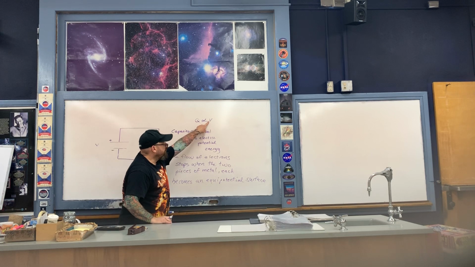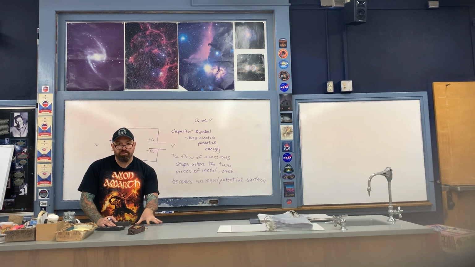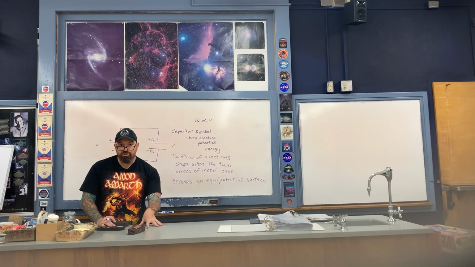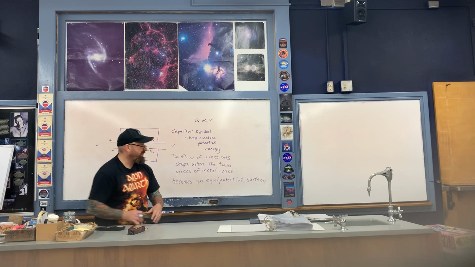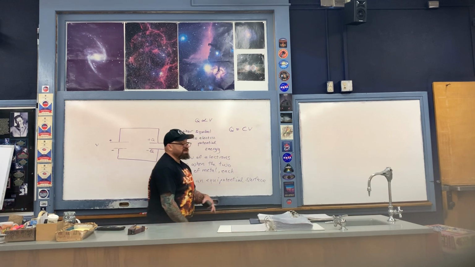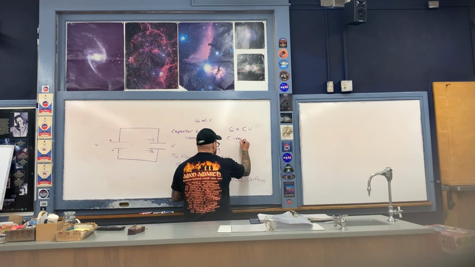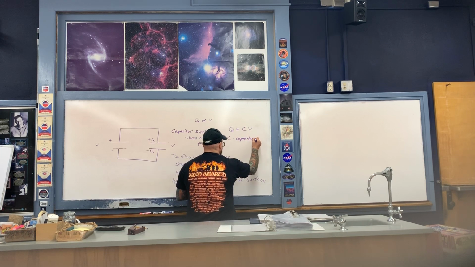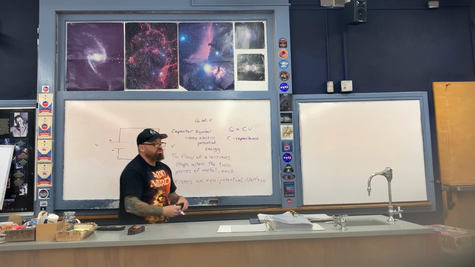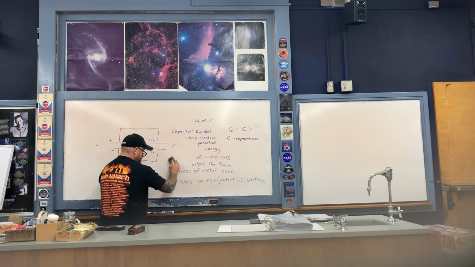Now, what is the proportionality? The proportionality is geometry. The geometry of the plates themselves tells us how much charge, and therefore how much potential energy, can be stored within the capacitor. That quantity is referred to as capacitance, and we give it the label C. Now this is a new quantity for us, so before we go any further, let's briefly check the units.